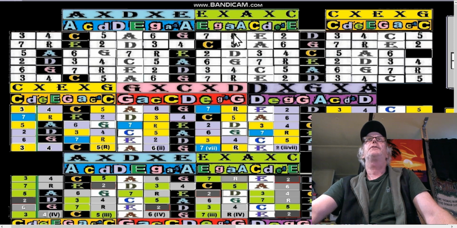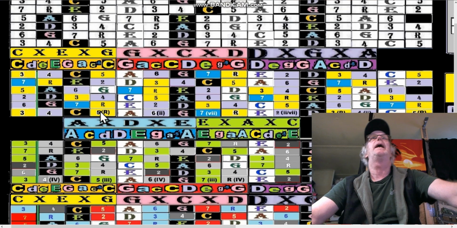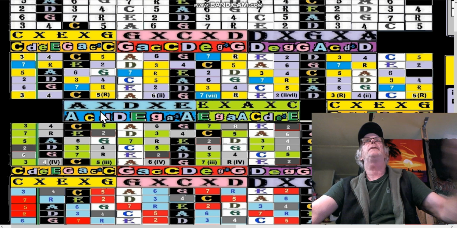So these are the string shapes that correspond to the E box, starting with E and ending with E. These are the string shapes that correspond to the G box, starting with G and ending with G. Now the bottom three right here are the black string shape labels. So the C shape black string shape labels are here and all the way down the line.